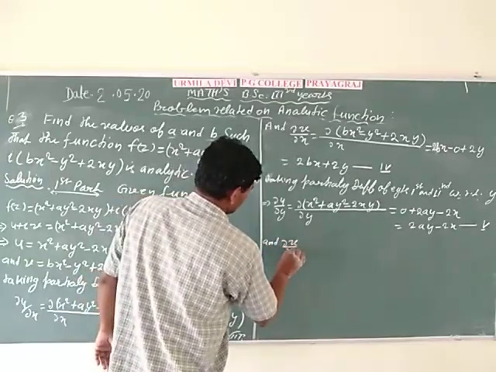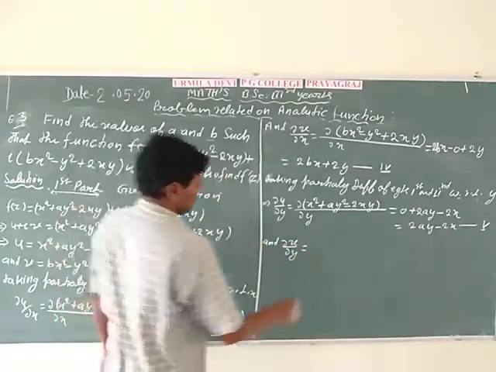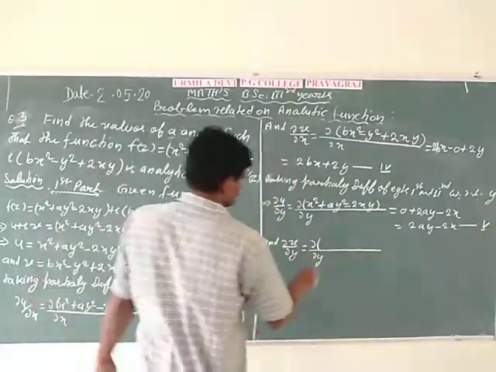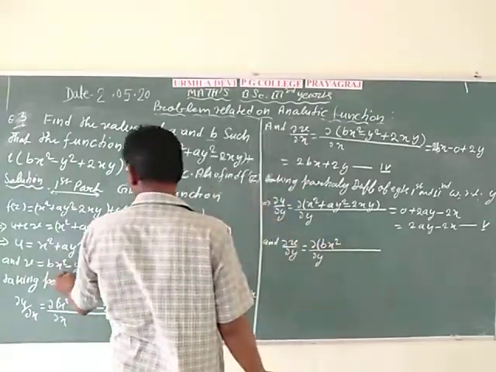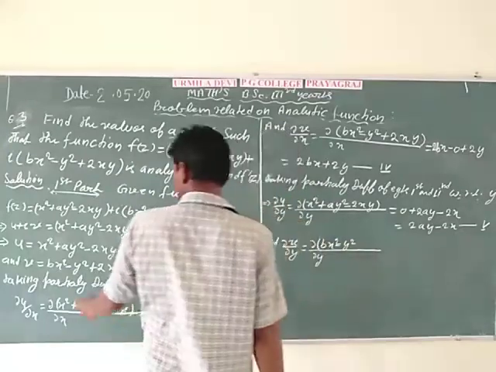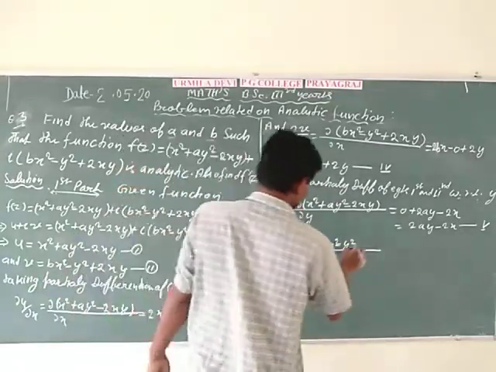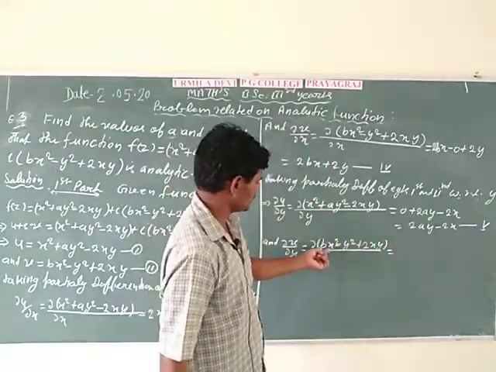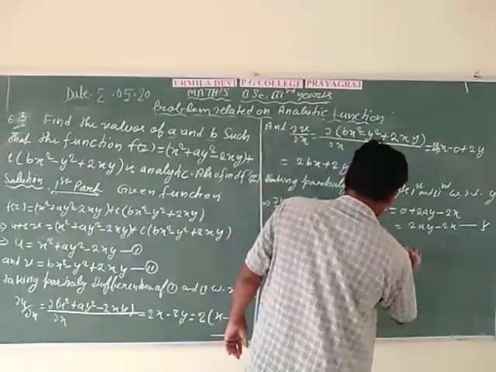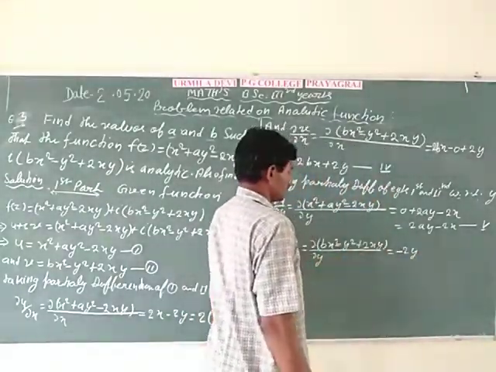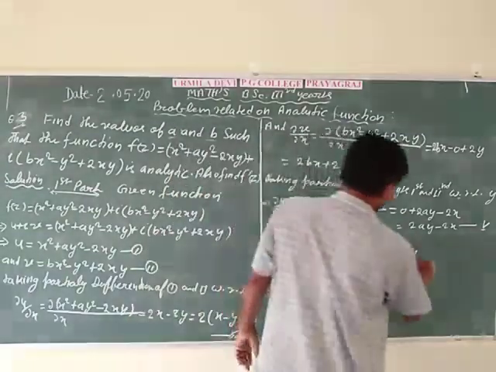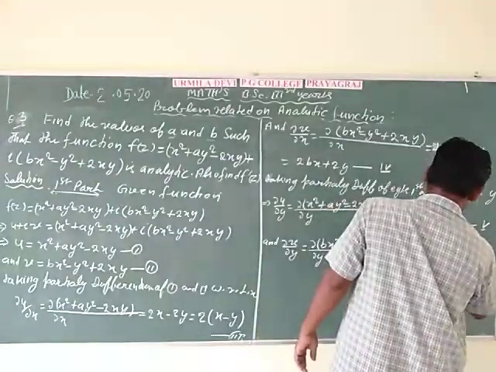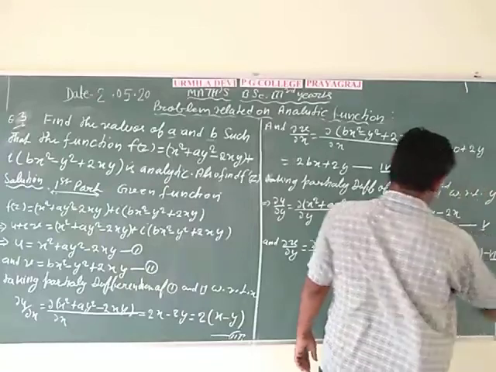And ∂v/∂y, putting the value of v = b x² − y² + 2xy and taking differentiation with respect to y: b x² gives 0, minus y² gives −2y, and the differentiation of 2xy with respect to y is 2x. So ∂v/∂y = −2y + 2x, taking 2 outside, 2(x − y), which is represented by equation 6.